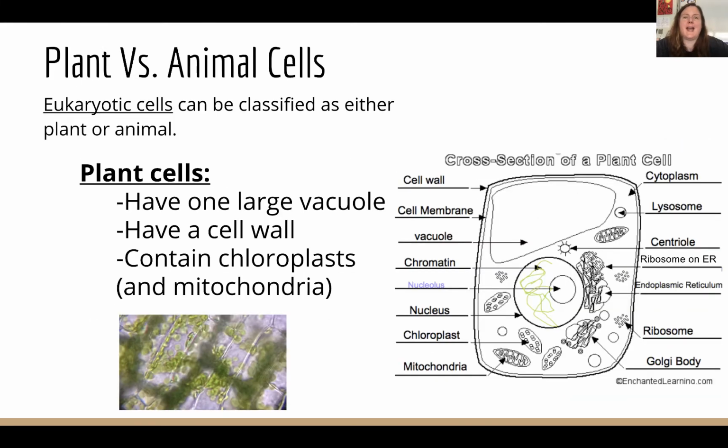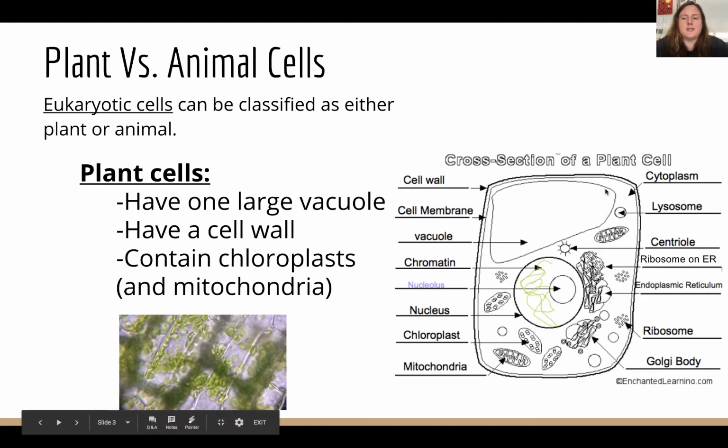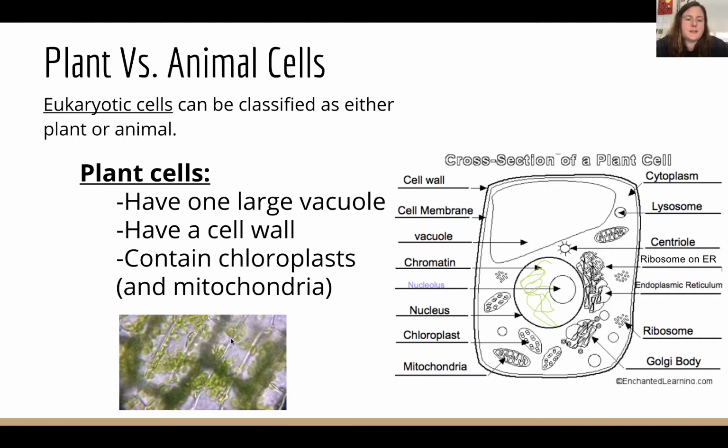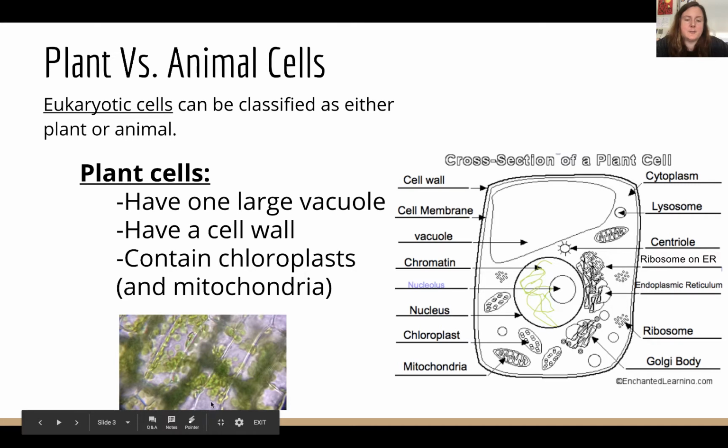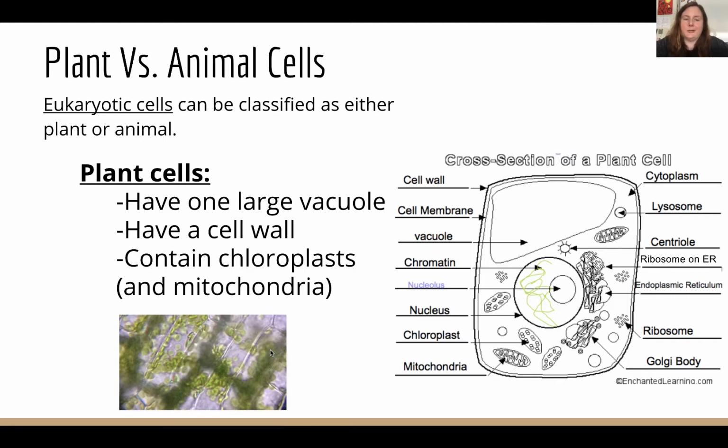We're going to be focusing now on eukaryotic cells. And the two that we're going to be looking at the closest are plant cells and animal cells. Now, plant cells and animal cells share a lot in common. However, there are some unique things that plant cells have. One is that they have a large central vacuole. You can see it in this diagram. You can also see it in this picture here, this big kind of clear spot. Those are vacuoles. And each cell has one large central vacuole.